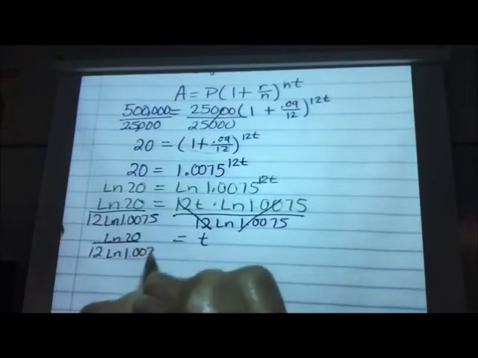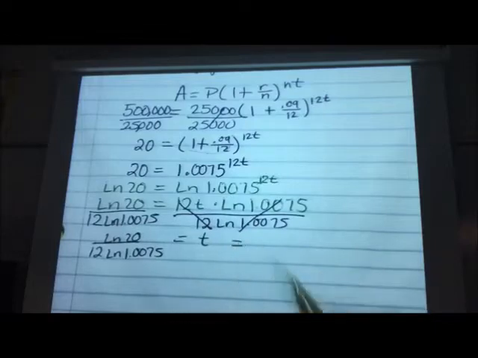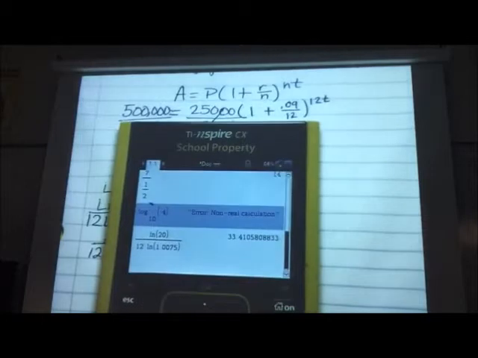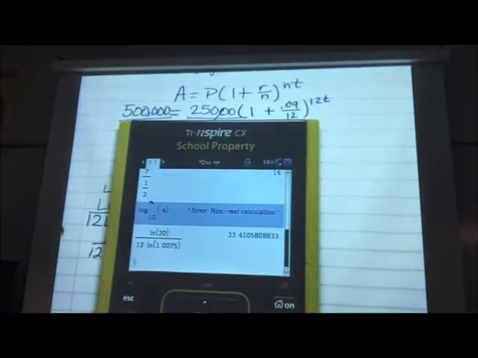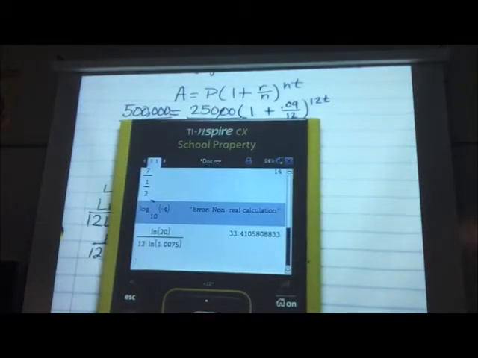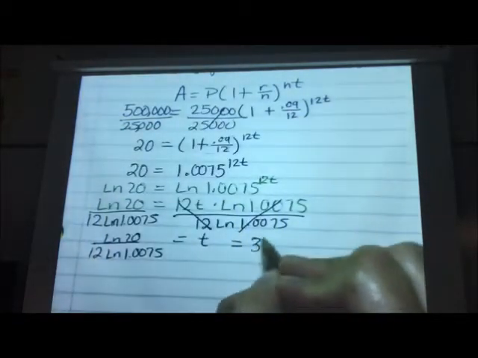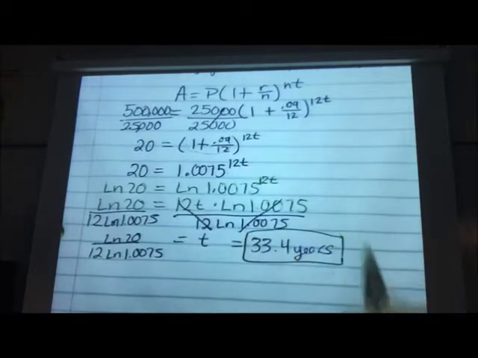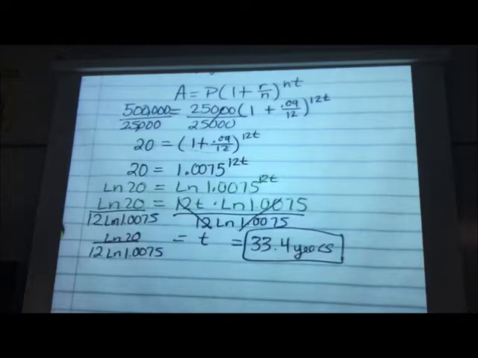So they want to know how many years it took. When we put that into the calculator, this is what it looks like: ln of 20 divided by 12 ln of 1.0075. It took 33.4 years. Easy or hard? It's alright. A lot of writing. It is a lot of writing. Yeah, I know.